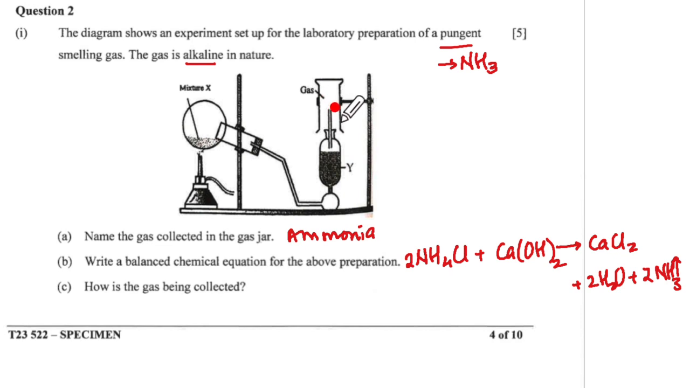How is the gas being collected? As you can see, the gas is going up and the air is coming down. So that is by downward displacement of air.